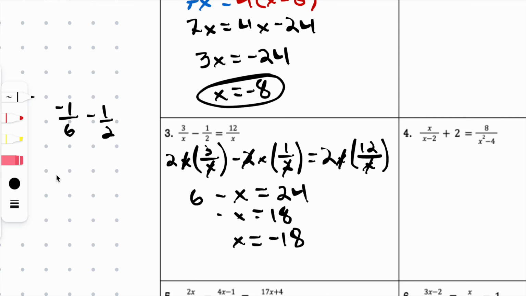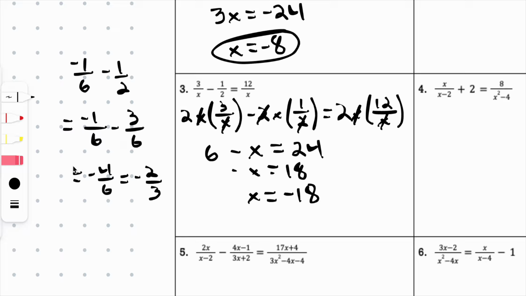Okay, if we do least common denominators again, we get -1/6 minus 3/6, which is just equal to -4/6, or -2/3. So hopefully this right side will be equal to -2/3. So 12 over x, or 12 over -18, when we simplify, we can divide both the top and the bottom by 6, and we end up getting -2/3 again. So this checks out, and this is going to be our answer.